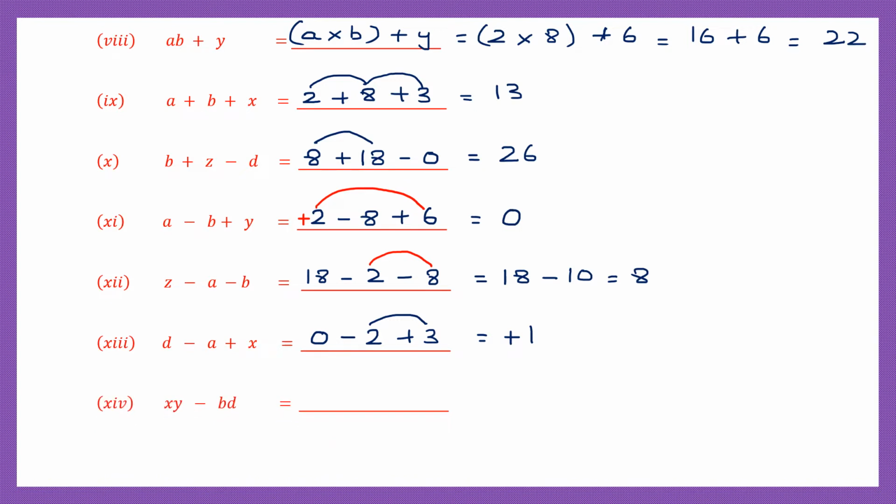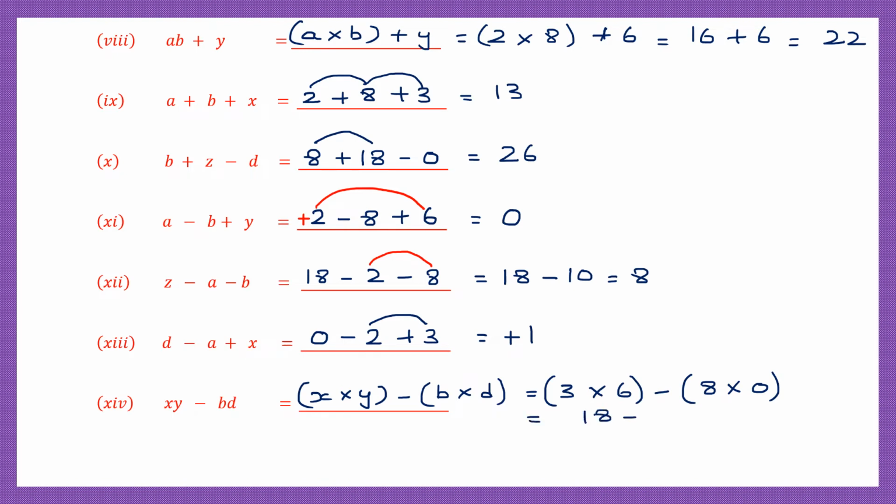Next question, xy minus bd. xy means x into y. So we'll put that in brackets, minus b into d. So now let's substitute the values. So x is equal to 3 into y is 6 minus b is 8 and d is 0. So what do we get here? 3 6's are 18 minus 8 into 0 is 0. 18 minus 0 is 18.